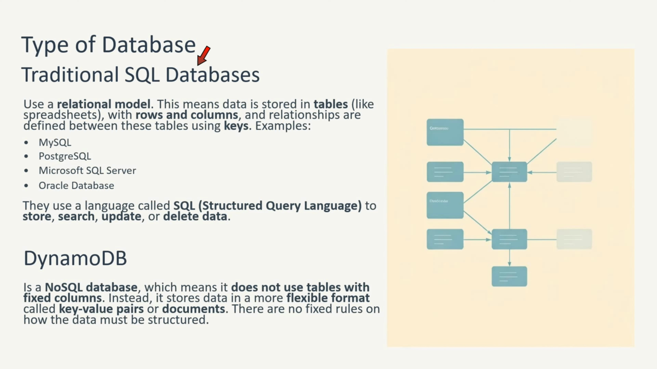These databases use a language called SQL, which is Structured Query Language, to store the data, search the data, update the data, and delete the data. DynamoDB is a NoSQL database, which means it does not use tables with fixed columns. Instead, it stores data in a more flexible format called key-value pairs or documents. There are no fixed rules on how the data must be structured.